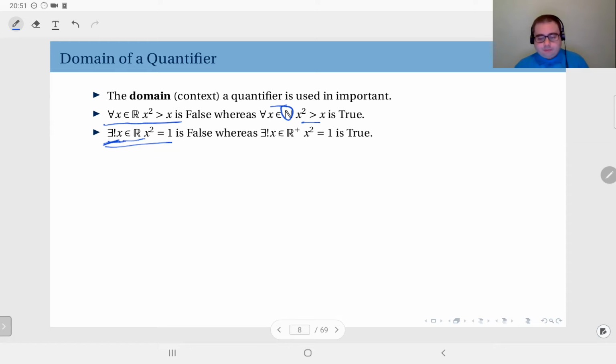But again, if you restrict your domain to positive values, then the only value that satisfies this equality, plus 1, makes this statement true because it exists and it's unique. It's the unique solution in this case. Therefore, this statement becomes true. So the message here is the domain of discourse related to a quantified statement is quite significant and it can determine the truth value of the statement.